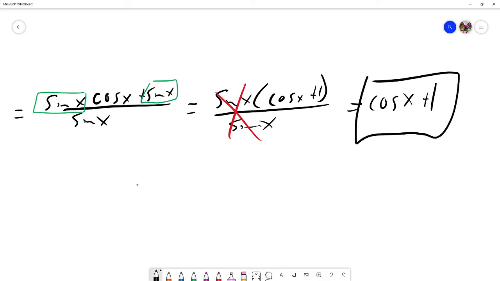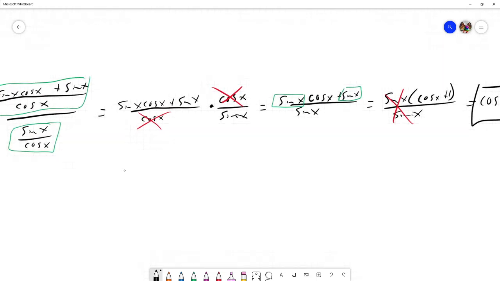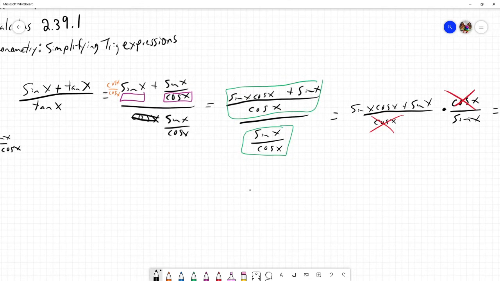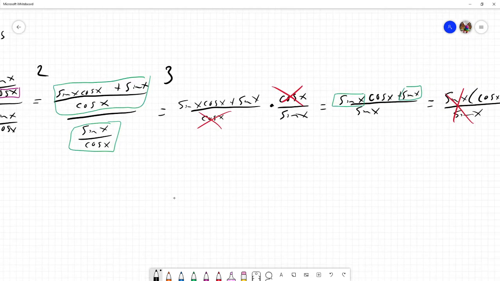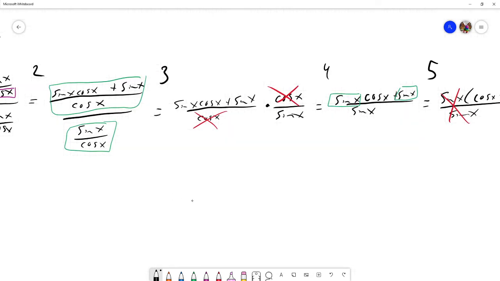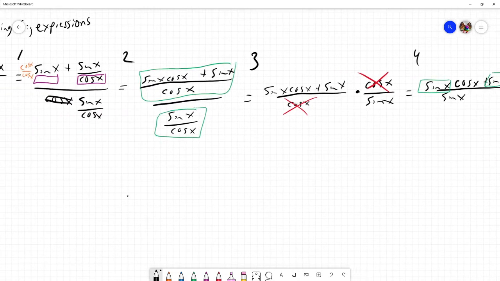Alright. So it worked out in our favor to turn it into sines and cosines and work it out, but notice that took 1, 2, 3, 4, 5, so that was like 6 steps. Alright.